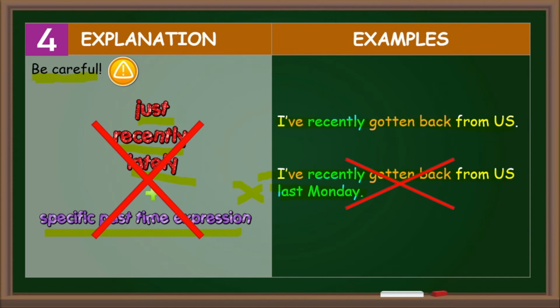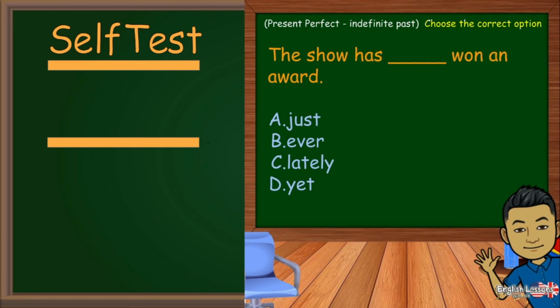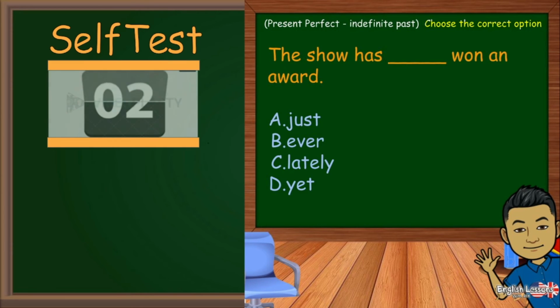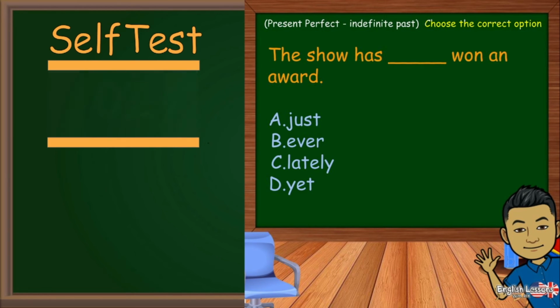Time to practice. Choose the correct option. The show has won an award. Yes, the correct option is A, because we can use an adverb with the present perfect indefinite past. We can use never, just, recently before the past participle, and we can use lately and recently at the end of the sentence. The show has just won an award.